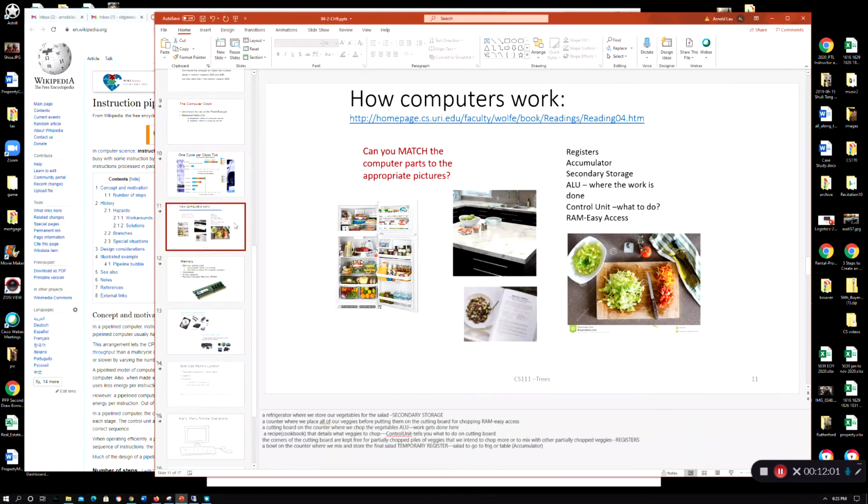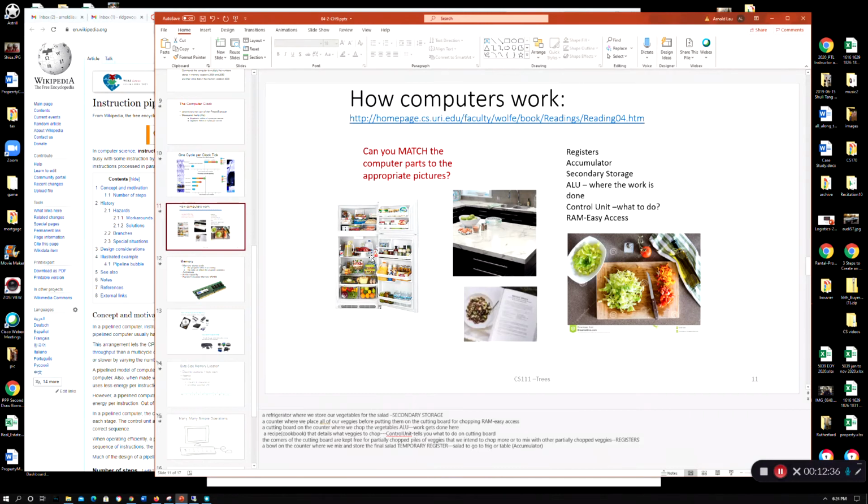All right, so this one, same thing, talking about how the computers work. And here's the link again. So if you look at it, you say, how do you compare or draw an analogy between what you know in real life and a computer, okay? So we have it here in the notes, right?